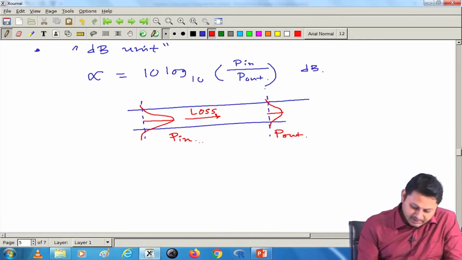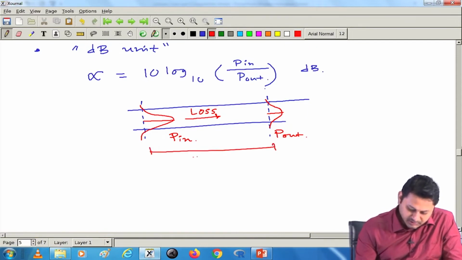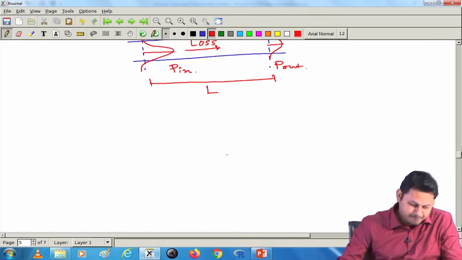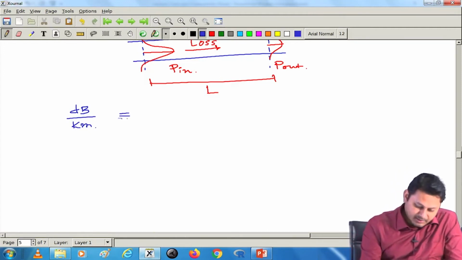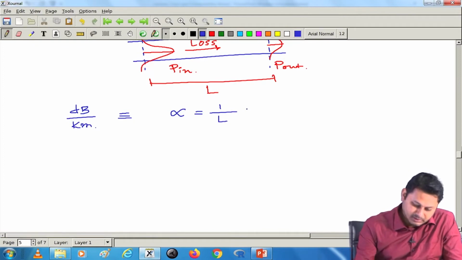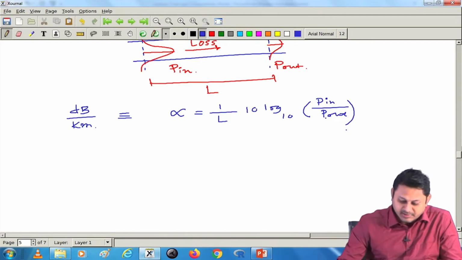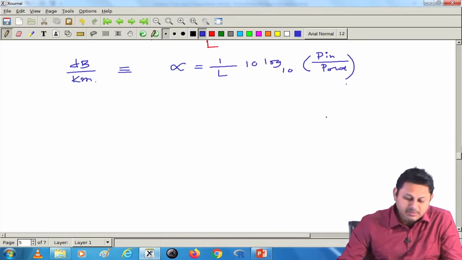Now, we also need to include the length along which this loss occurs. If this length is L, then I can write the unit as dB per kilometer. That means per unit length, what is the amount of loss one can expect. It should be alpha equal to 1 divided by that length, then 10 log base 10 of P in divided by P out. This is the strategy to find the value of alpha in dB per kilometer.